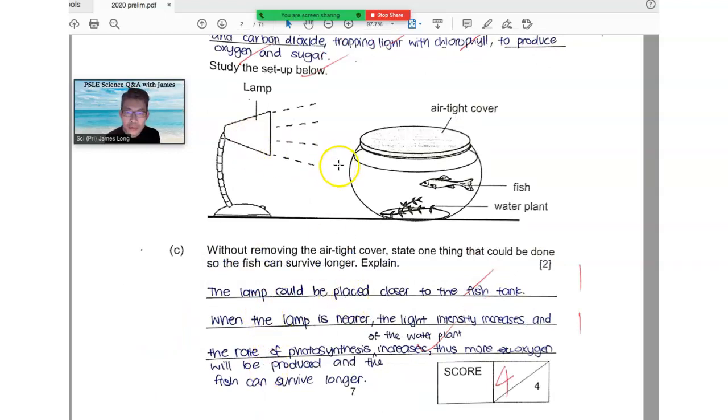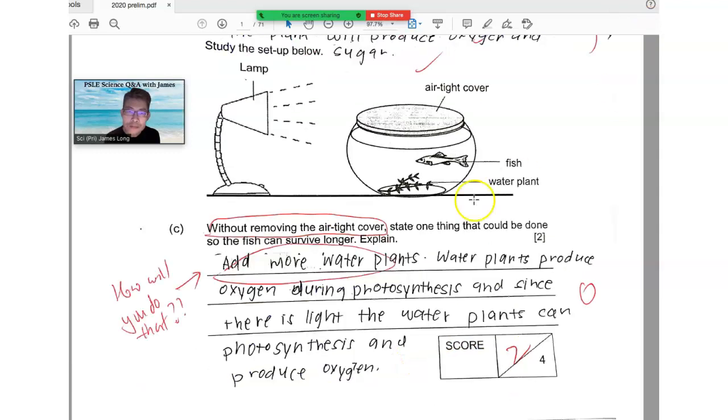Lamp placed nearer to the fish tank, because when it's nearer, light intensity increases, rate of photosynthesis increases, so therefore it produces more oxygen. Now, adding more water plants is a very common answer, but it cannot work. You get 0 straight away because I will challenge you to add water plants without removing the airtight cover, and of course without breaking the fish bowl also. How are you going to add in more water plants without removing the airtight cover? You cannot. So this answer cannot work.